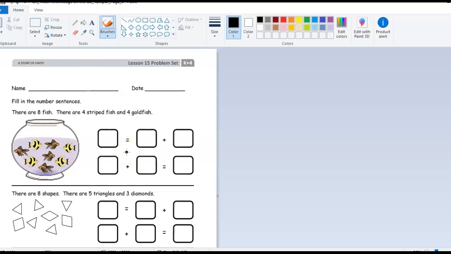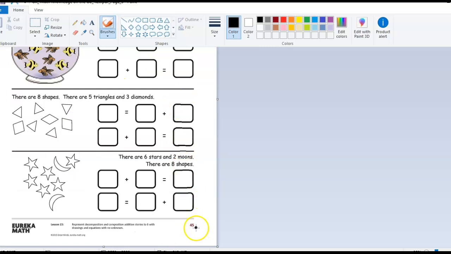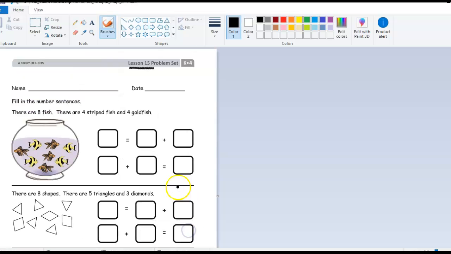Today is Wednesday, April 22nd, 2020. And today we are going to complete lesson 15, and that is on page 45.